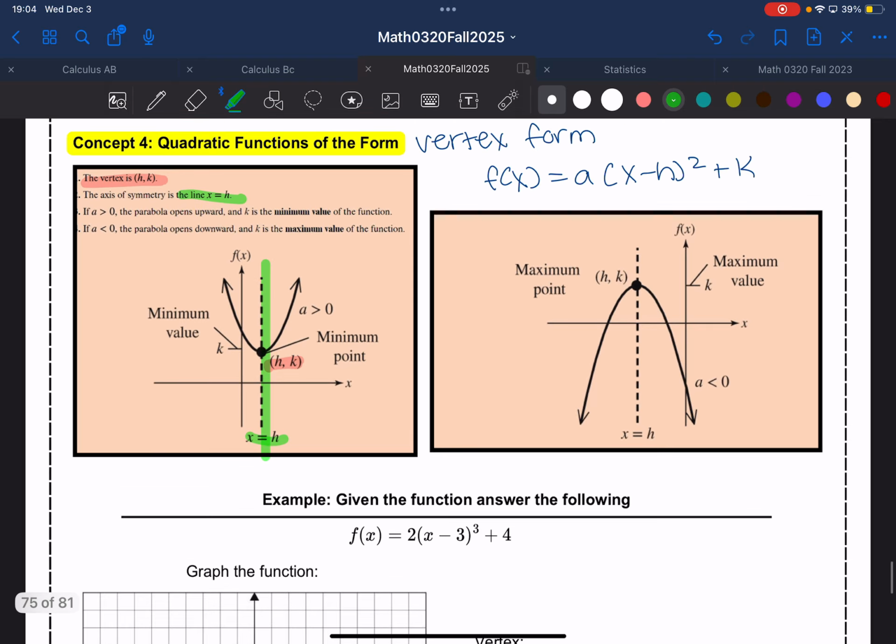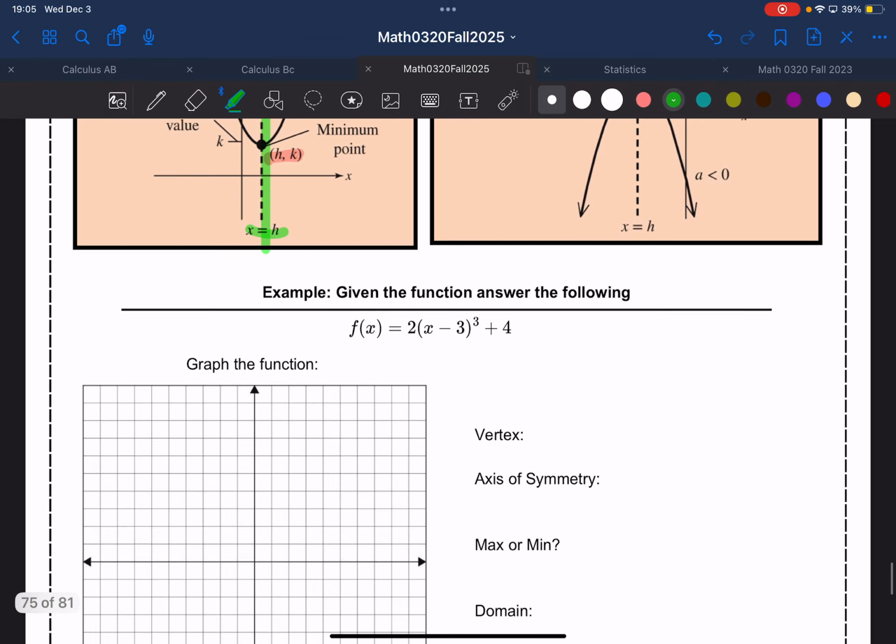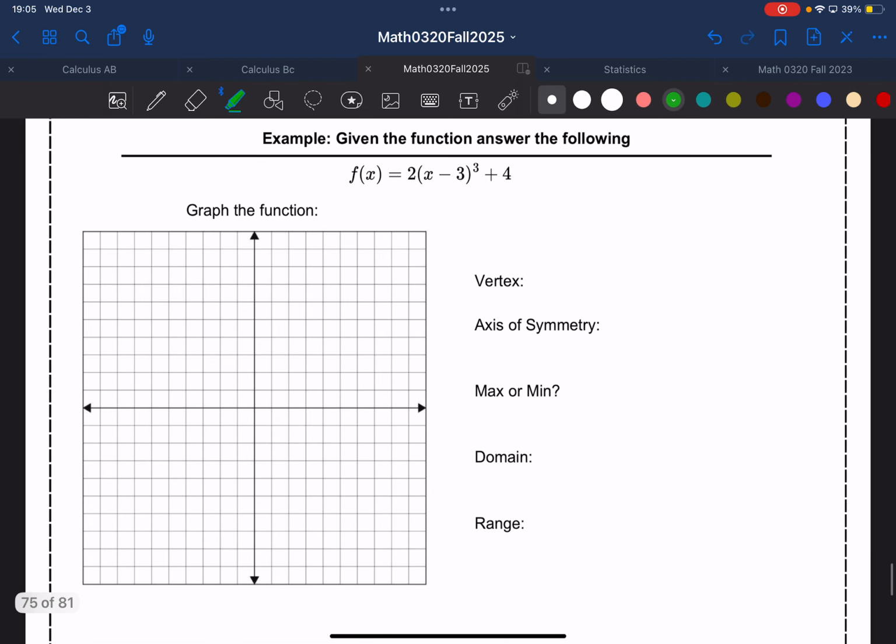Okay, so out of everything that we did on this notes, these examples here are what's going to show up on the test. Okay, so I'm not going to have it broken down on the test. You're just going to be given a vertex form, and you're going to have to answer the following questions exactly like this. You have to graph it, find the vertex, AOS, determine if it's a maximum or minimum, domain, and range.